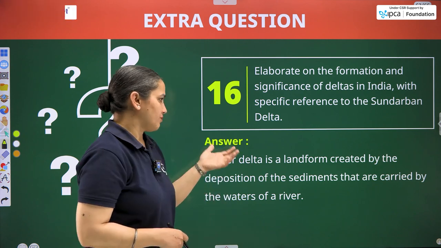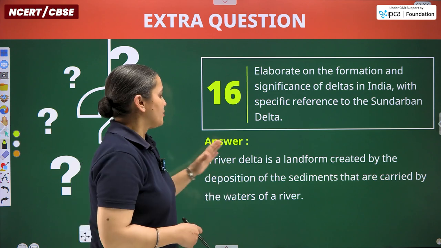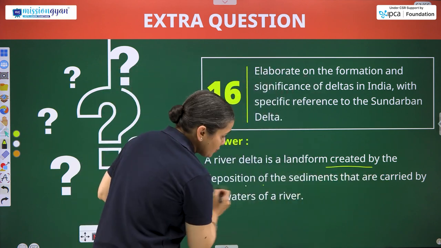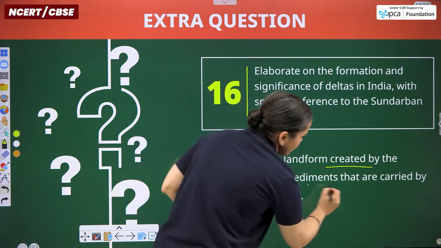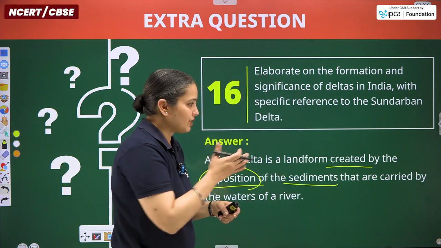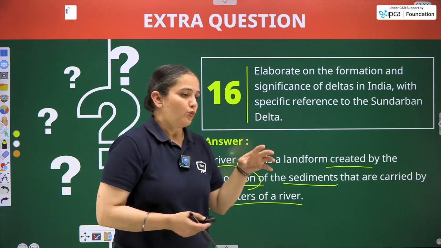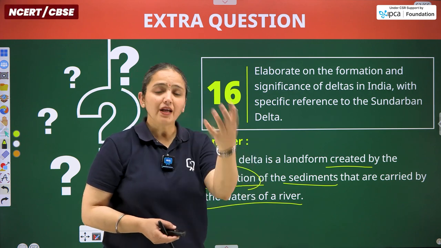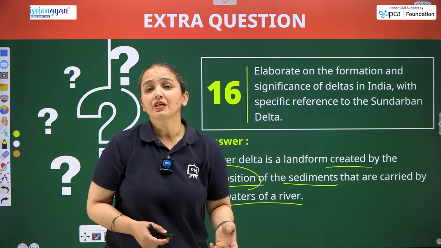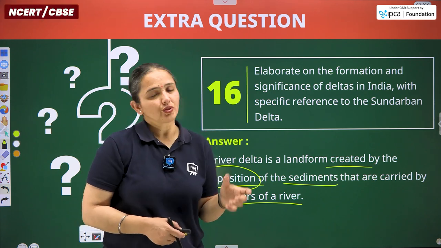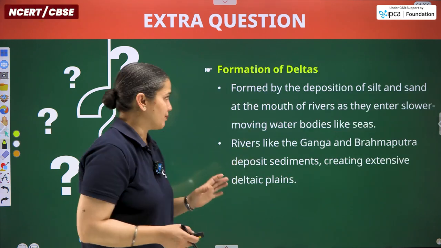First of all, introduction to the delta. A river delta is a landform created by the deposition of sediments that are brought and carried by the water of the river. Whenever the river water meets an open water body, seas or oceans, at the river mouth, these deltas are formed.